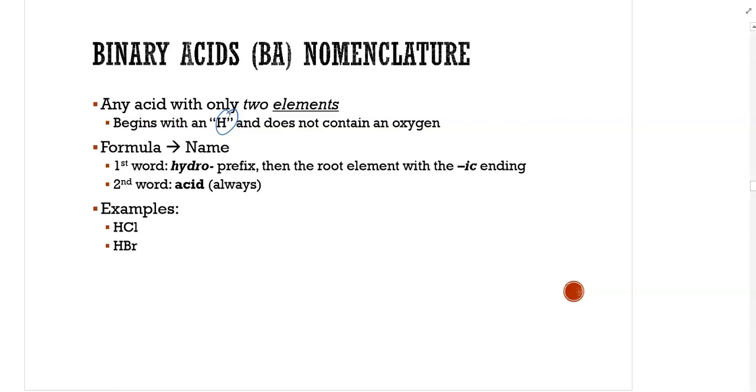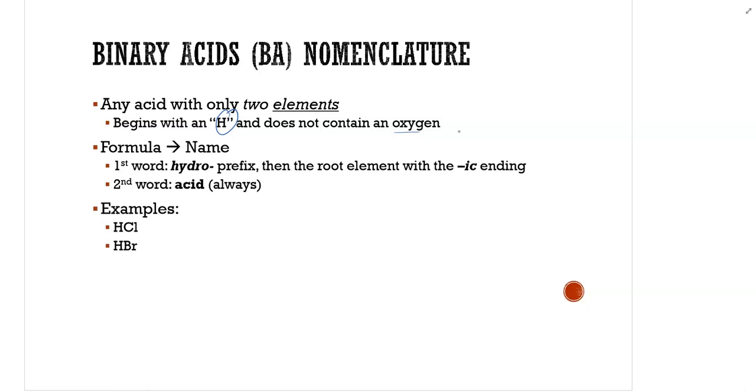Generally speaking, if you're looking for an acid, you're looking for a formula starting with an H. The two elements are going to be an H and something else, and typically it's not going to be oxygen. If it was H and then oxygen, chances are it'd be water. But we're not looking at that. Instead, we're looking at these binary acids.